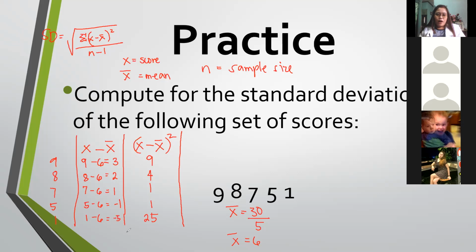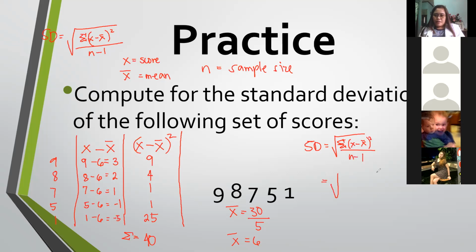And then, the first thing you get is the summation. For this part, add them all. So, 9 plus 4 plus 1 plus 1 plus 25 is 40. So once you have the summation, you can now proceed with the computation. Okay? You already have the summation here: sum of x minus mean squared, over n minus 1.